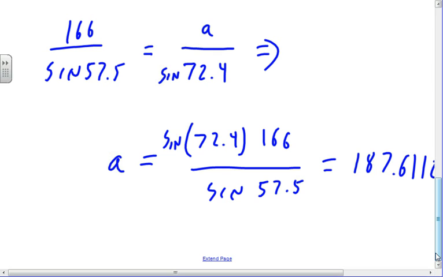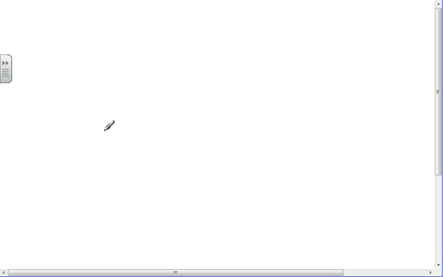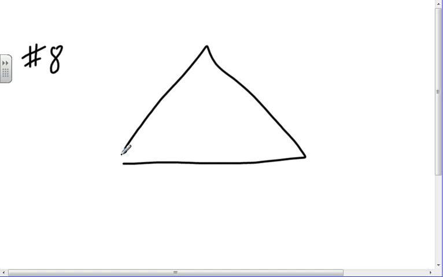That far enough? Yeah. So we're going to do this over and over and over again until we get it right. We'll do number 8 next. Number 8. All right, so I draw a triangle again.